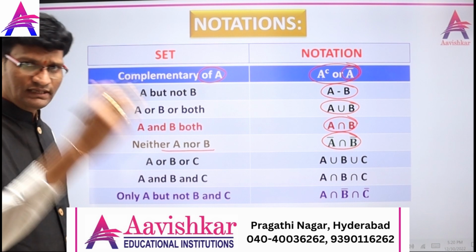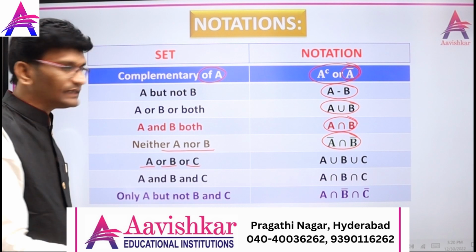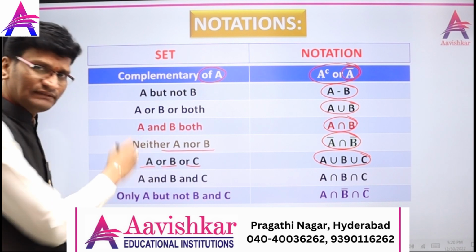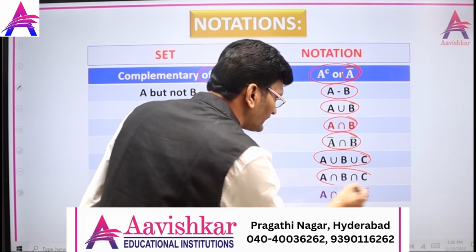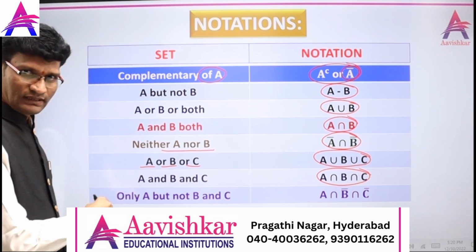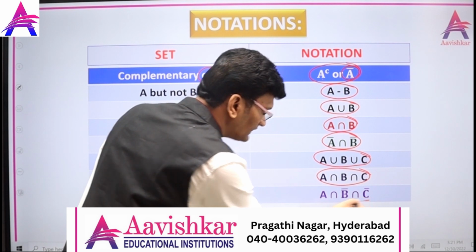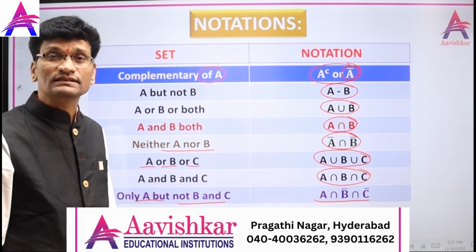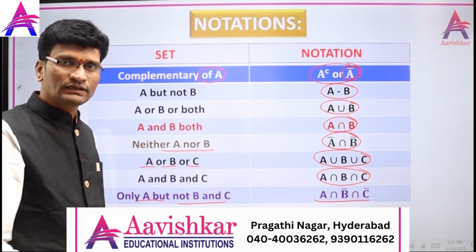Now if I take three sets and I want either A or B or C or all three, then we represent it as A union B union C. If I want A and B and C, all three, then we represent A intersection B intersection C. Next, among the three, I want only A but not B and C, and we denote it as A intersection B bar intersection C bar. It is called A but not B and not C.